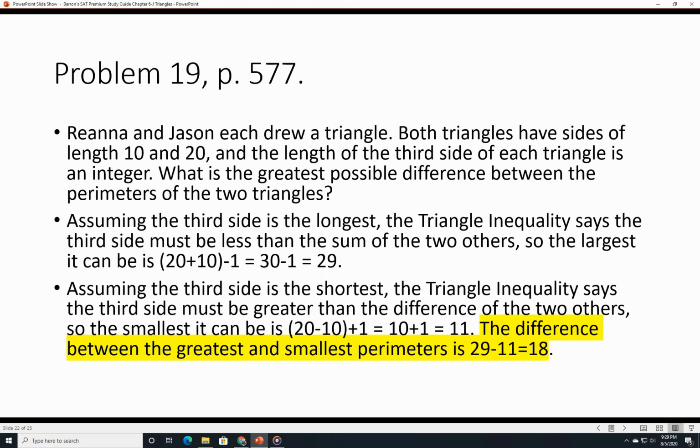Rihanna and Jason each drew a triangle. Both triangles have sides of length 10 and 20, and the length of the third side of each triangle is an integer.